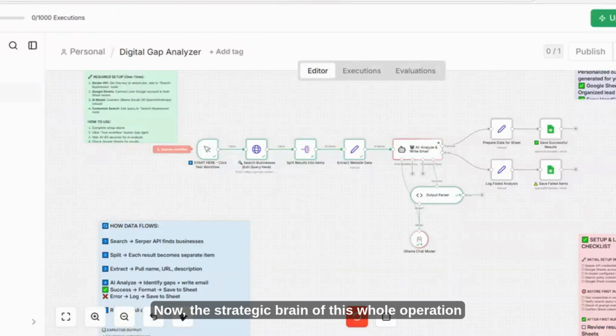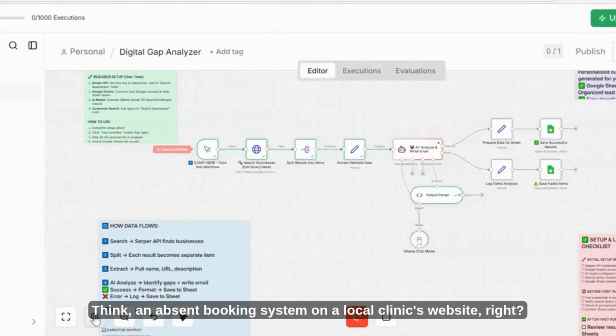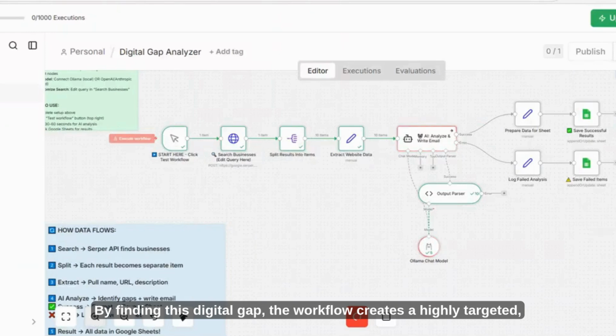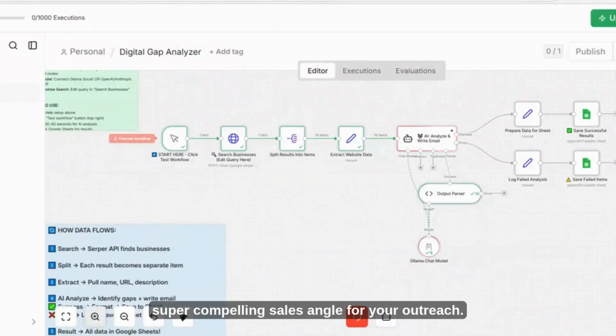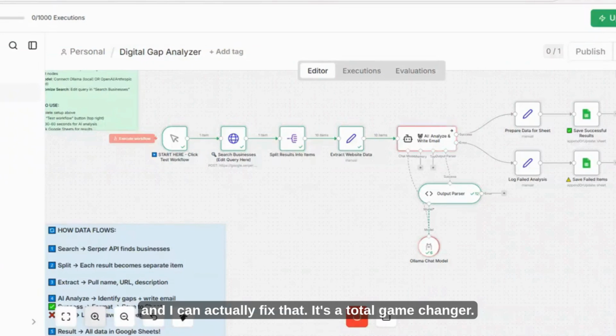Now, the strategic brain of this whole operation is this idea of the digital gap. See, the AI isn't just mindlessly skimming text, it's actually acting as an auditor, actively hunting for critical missing business components. Think, an absent booking system on a local clinic's website, right? By finding this digital gap, the workflow creates a highly targeted, super compelling sales angle for your outreach. You're no longer just saying, hey, buy my service. You're saying, hey, I noticed your website is missing a booking system, and I can actually fix that. It's a total game changer.